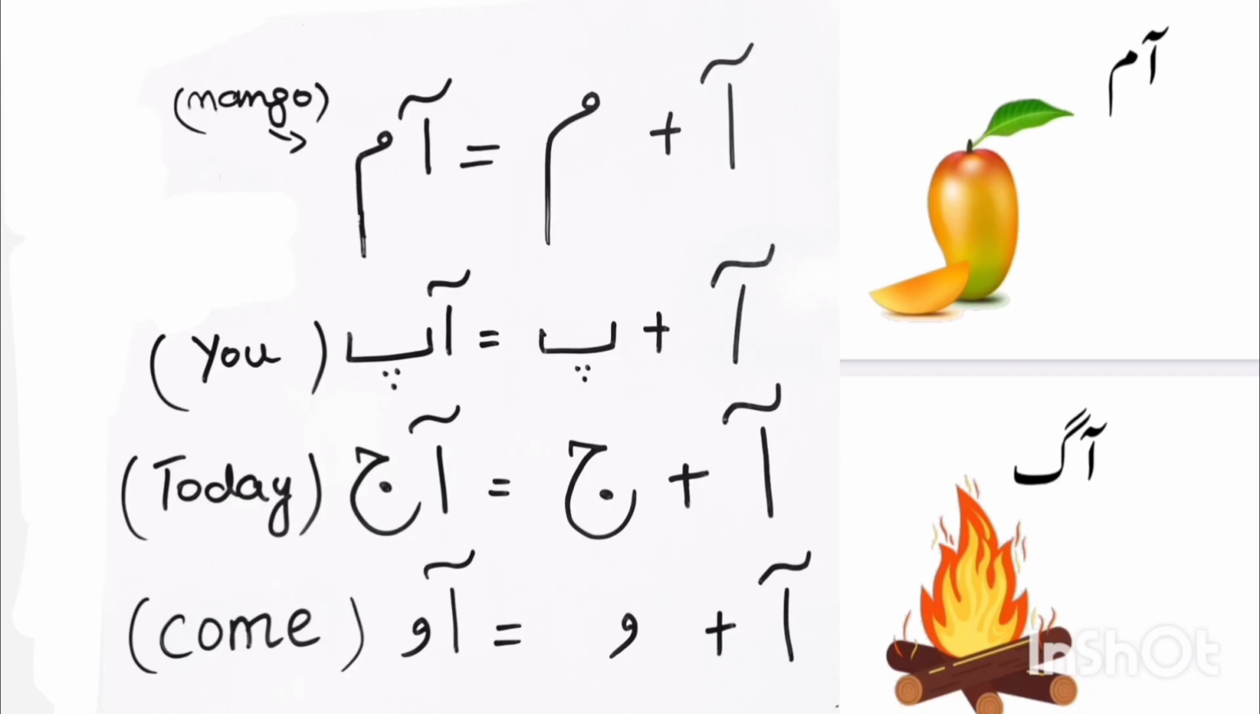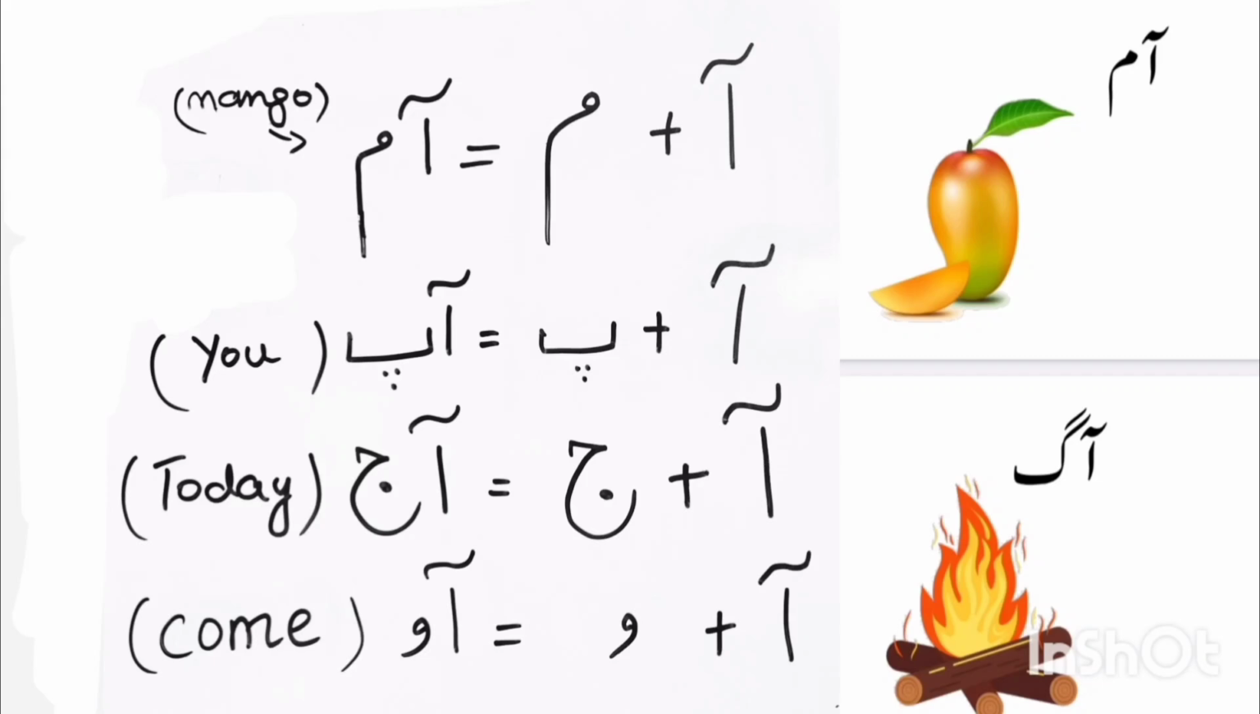So we have learned four words here. One is am, one is aap, one is aaj, and one is aw. Am is mango, aap is you, aaj is today, aw is come. And one more word: you can see it's fire here. Fire is known as aag in Urdu. When we connect alif madda and gaf sakin, it makes aag. Very good.